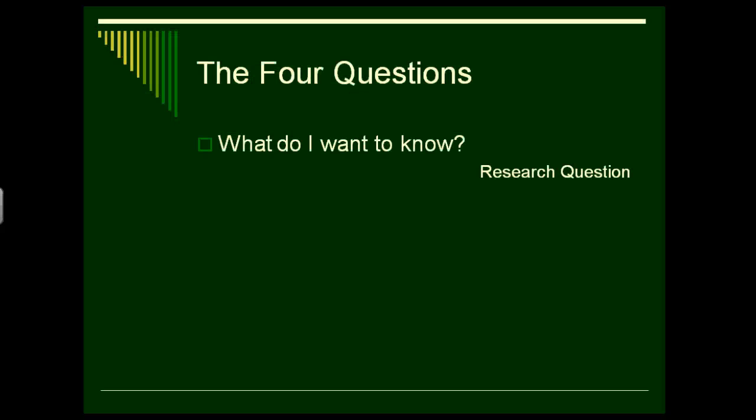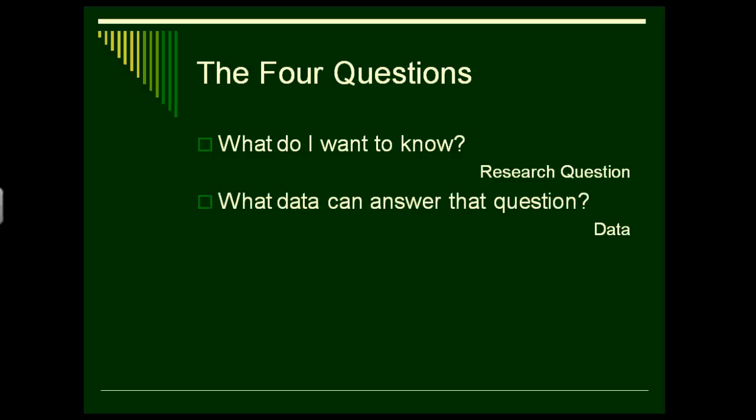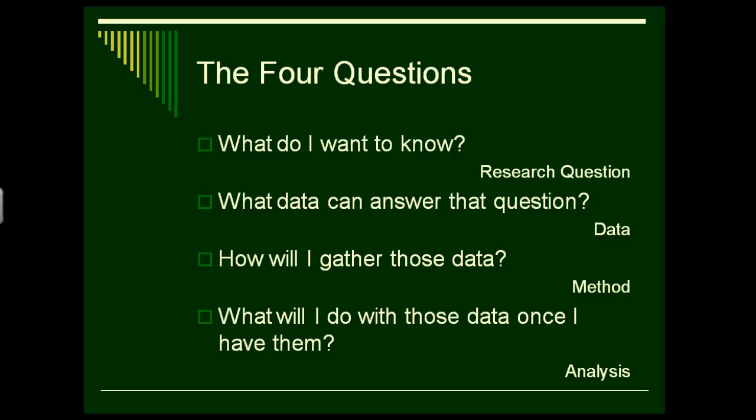First, remember the 4 questions about research. First question is, what do I want to know? That's your research question. Second question is, what data can answer that question? This relates to the data. How will I gather those data? That's the method. And what will I do with those data once I have them? That's analysis. That's breaking the research process down into 4 quick questions.